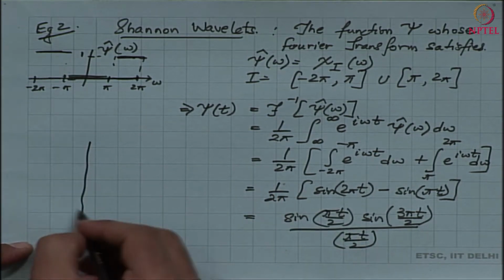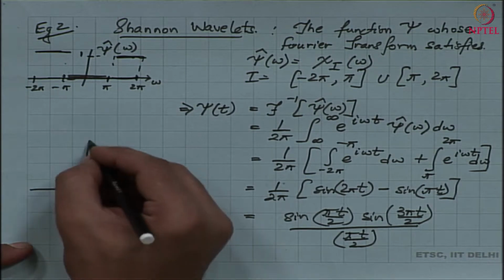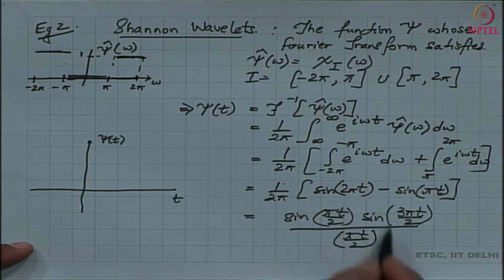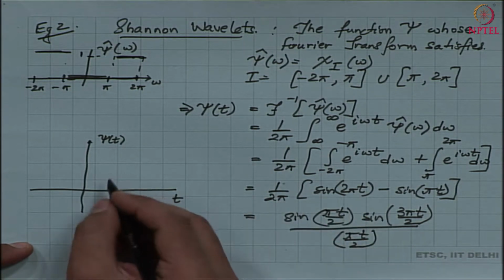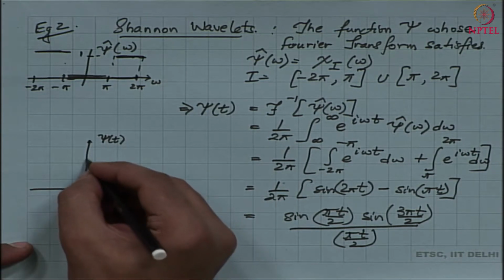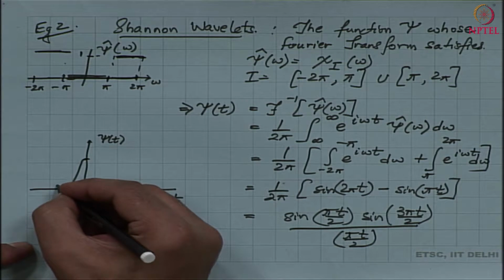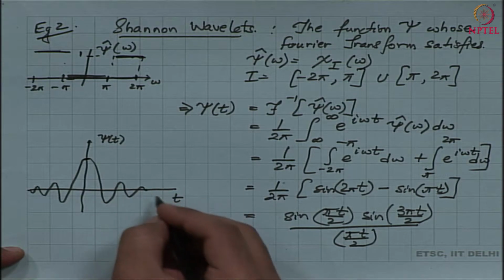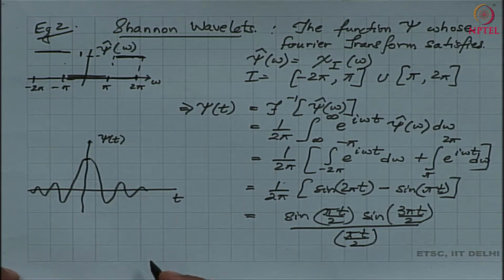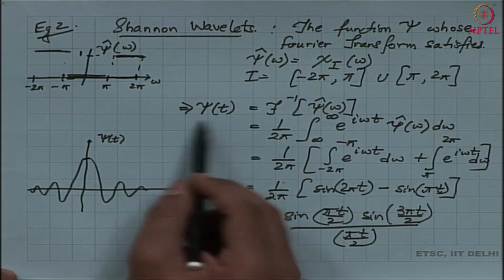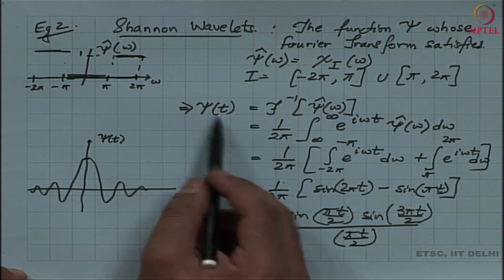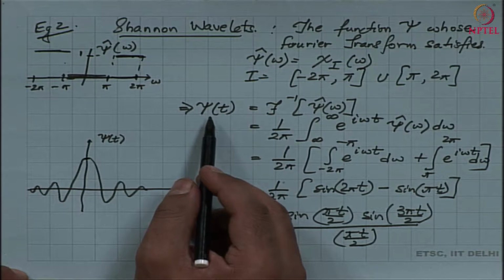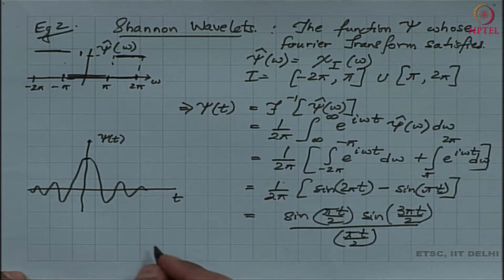If I were to plot these Shannon wavelets, if I were to plot psi of t versus t, this function is an even function of t and looks like the following. Then all I have to see is whether the Shannon wavelet and its discrete version are orthonormal or not. That is the question that I have to answer.